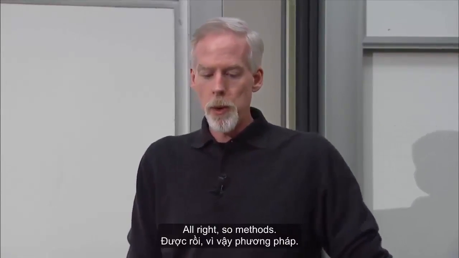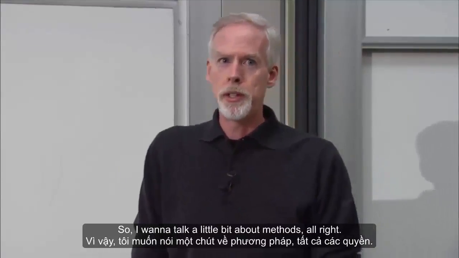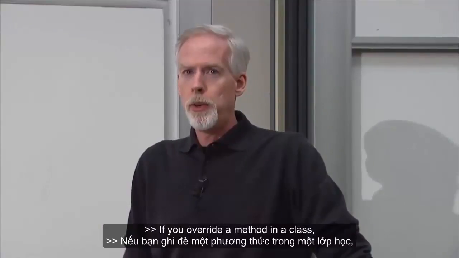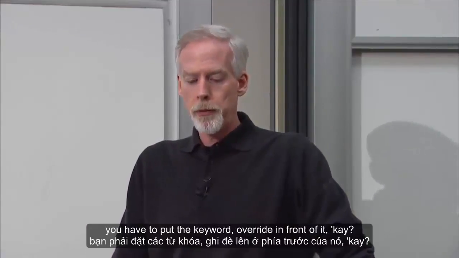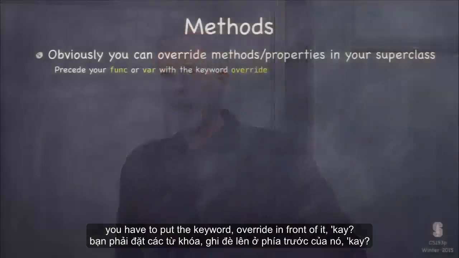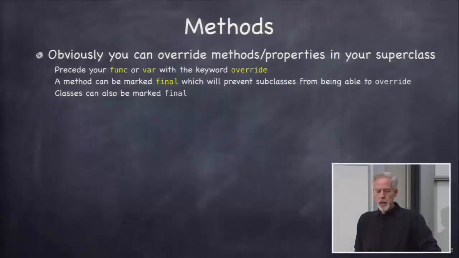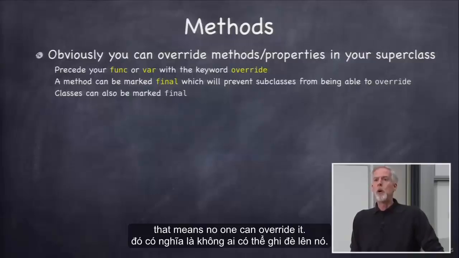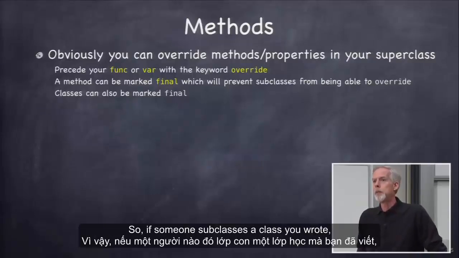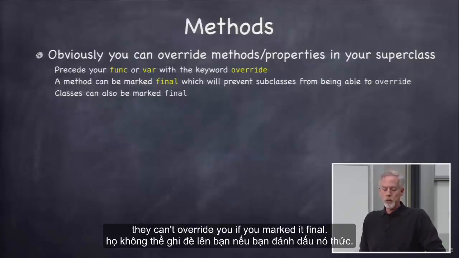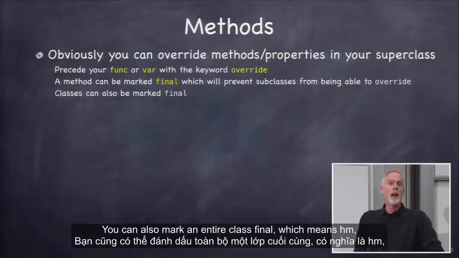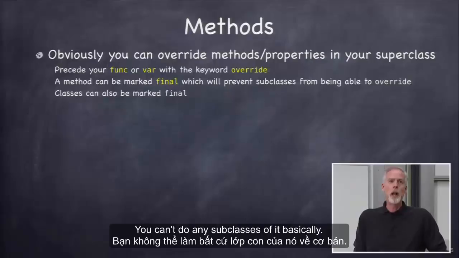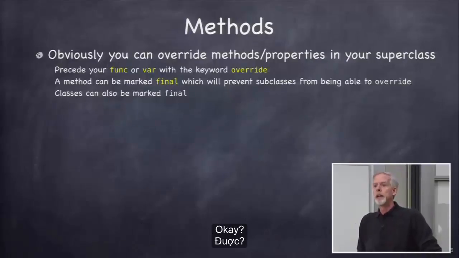All right, so methods. So I want to talk a little bit about methods, all right? You obviously, if you override a method in a class, you have to put the keyword override in front of it, okay? You can also mark a method final. That means no one can override it. So if someone subclasses a class you wrote, they can't override it if you marked it final. You can also mark an entire class final, which means, you know, this is the end of the line. You can't do any subclasses of it, basically. Okay?